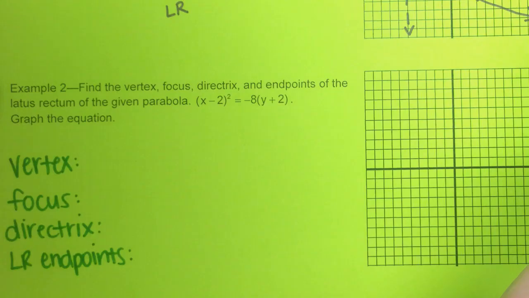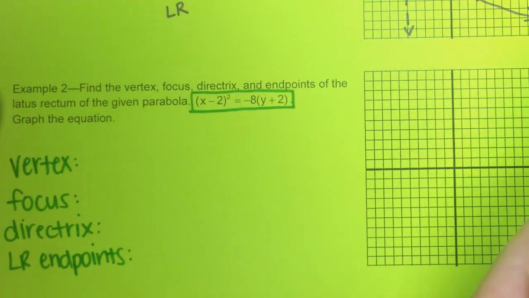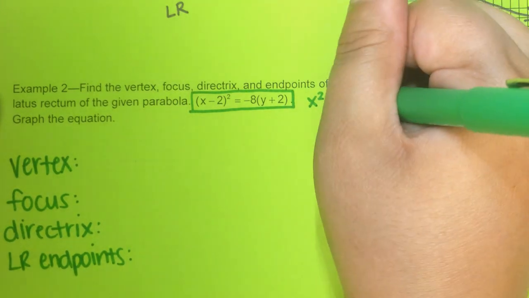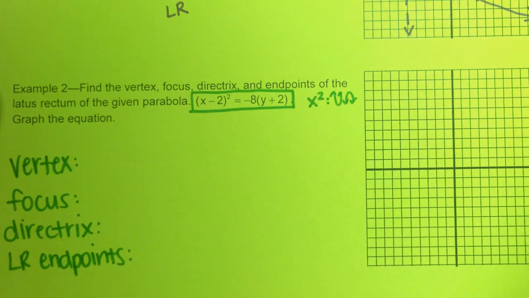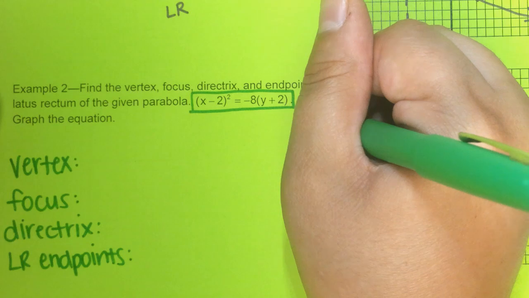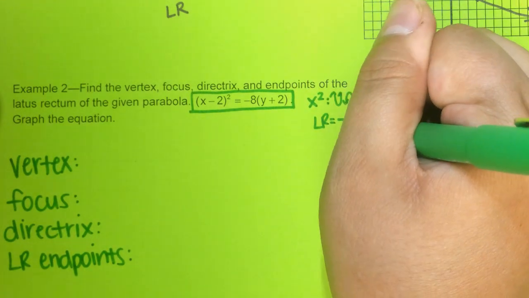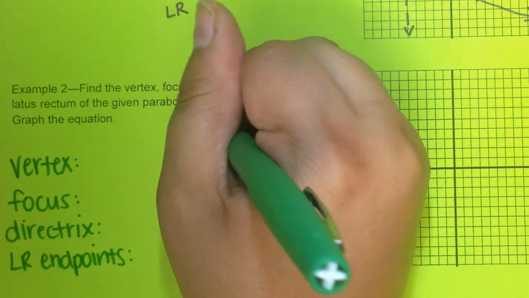Yes. How do you know it opens up? Okay, so x is squared, do you agree? However, x is squared means it either opens up or down. But which one is it? It's down, because my LR is negative, so because of that, it's going to open down. Does that make sense? So right away, I know this opens down.